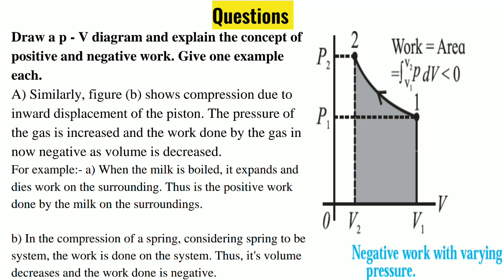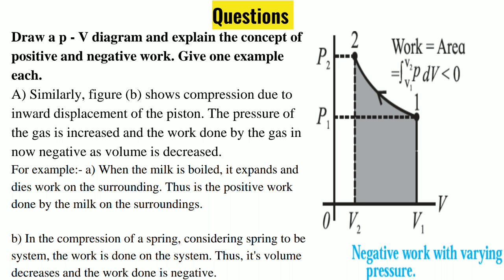Next, similarly, in figure B you can see that it is moving from point 1 to point 2. Point 1 to point 2 means what? Point 1 had more volume, point 2 has less volume, so we are moving in the opposite manner. What is happening actually? It is compressing. The piston is moving inwards, so volume is decreasing but pressure is increasing.